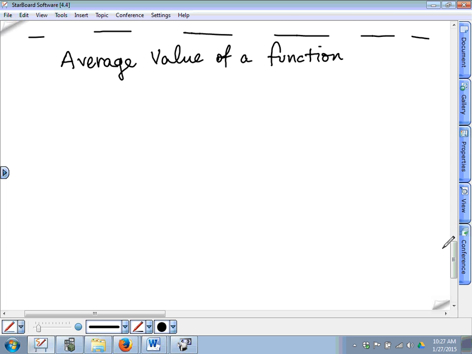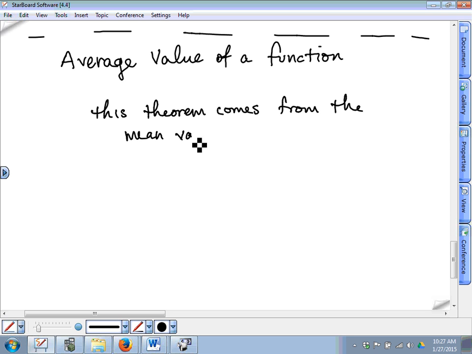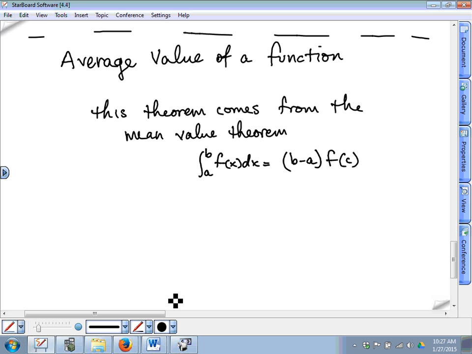It's time to talk about the average value of a function. It comes from the mean value theorem. The mean value theorem was the integral from a to b of f of x dx was equal to b minus a times f of c. This was the mean value theorem.